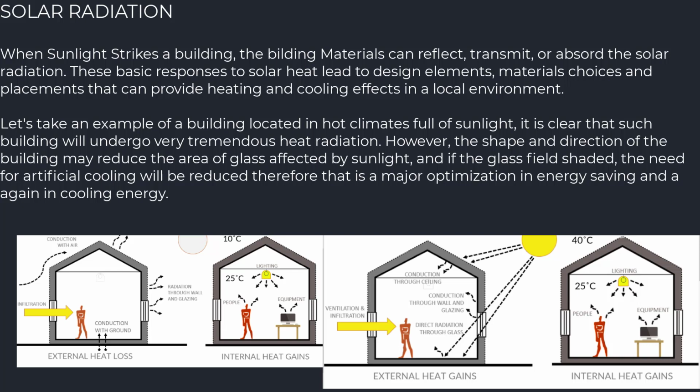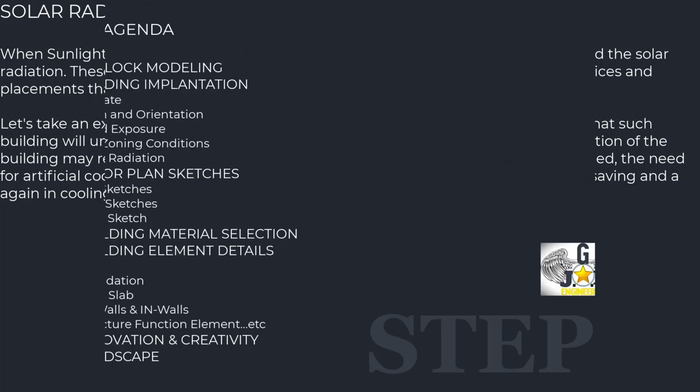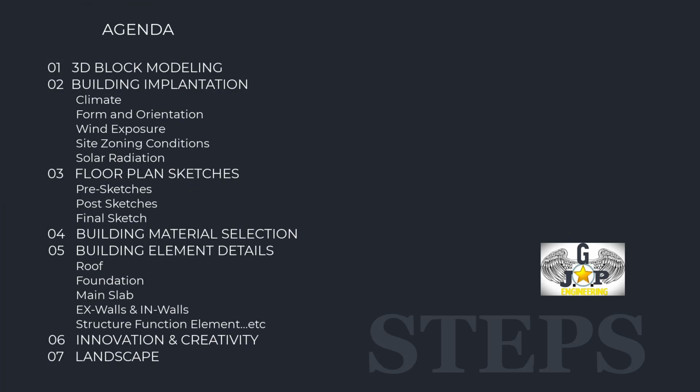And on the third point, we talked about the floor plan sketches, which explained what are called pre-sketches, post-sketches, and the final sketch. For today's agenda, we will talk about the building material selection and the building element details.